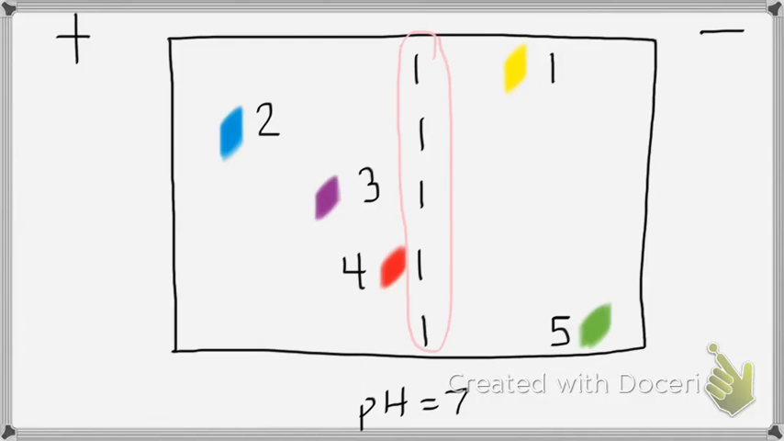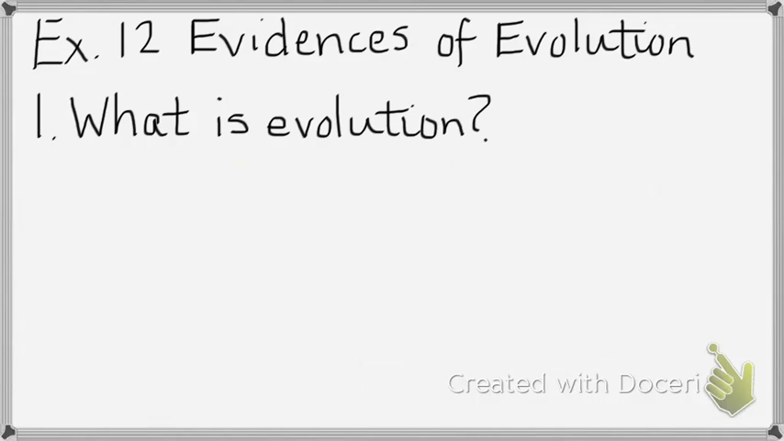Okay, great. All right, we get to go to the back of our handout. Made it to the back. And on the back, it's called Evidences of Evolution. What is evolution? Here's my favorite definition of evolution. I'm sure it's your favorite too.